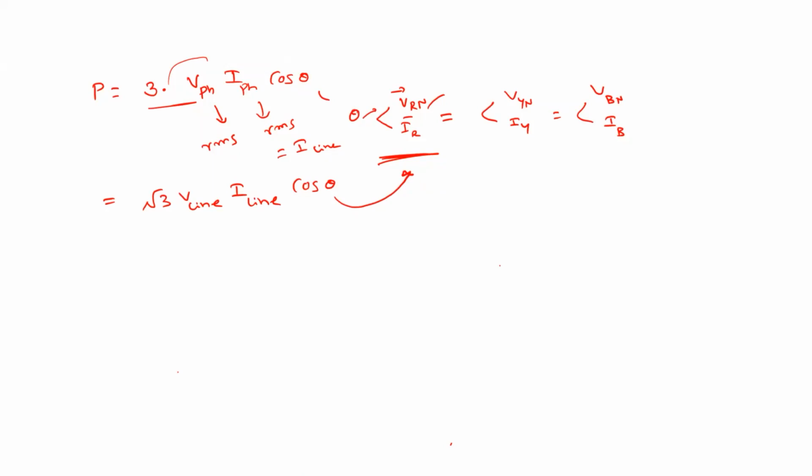Sir, root 3 V line into root 3 I line, no, sir? But you have written only root 3. It should become 3, no, sir? Why 3? Root 3 into V phase is V line, right? Root 3 into I phase is also I line, no, sir? Why root 3? The currents are the same, no? In the case of star connection, phase current and line current are both the same.